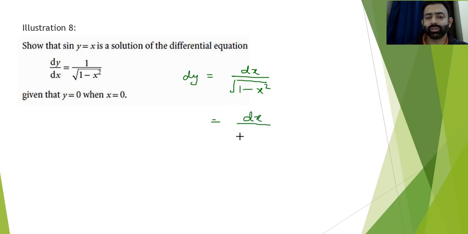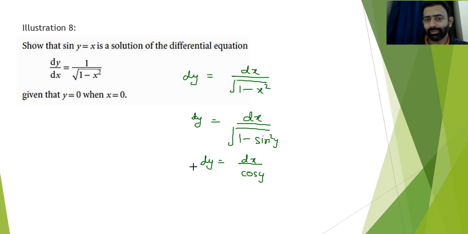So it is dx over the square root of 1 minus sin square y. There is nothing wrong in this, that I can replace this x by sin y. Okay, if this is the solution of this differential equation, then it must satisfy the differential equation. So dy is dx over the square root of 1 minus sin square y. That means dy is equal to dx over cos y. Now I can transfer this.